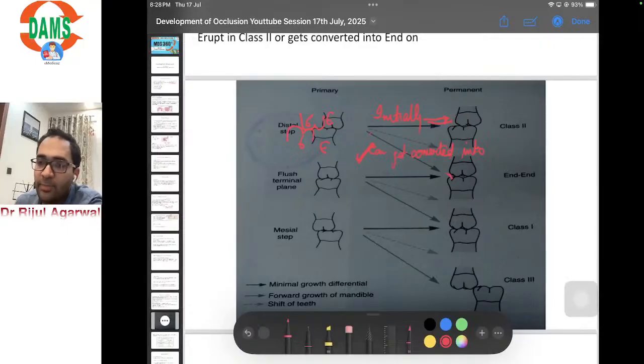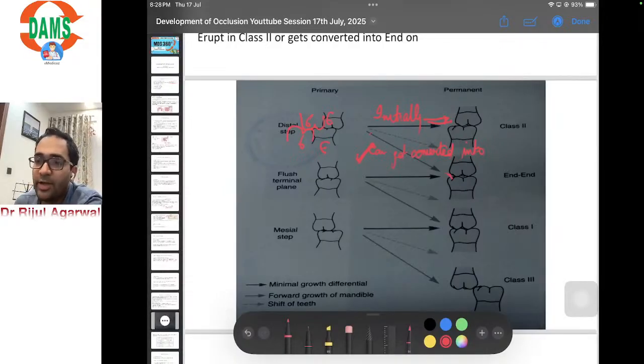Okay, so you cannot apply Angle's classification to primary dentition. First of all, there was one MCQ on that as well. So Angle's classification cannot be applied to primary teeth. It can only be applied once the permanent first molar has erupted.